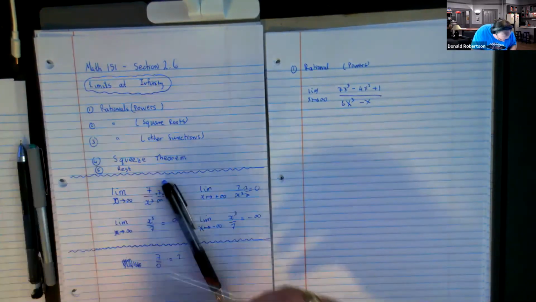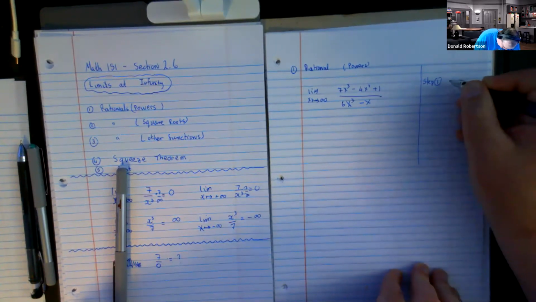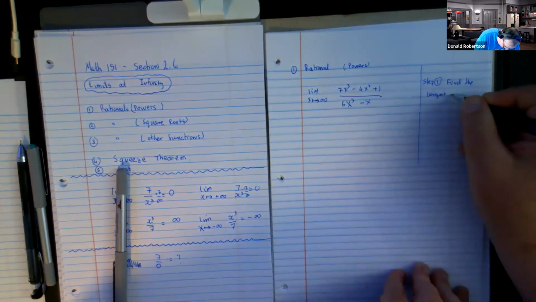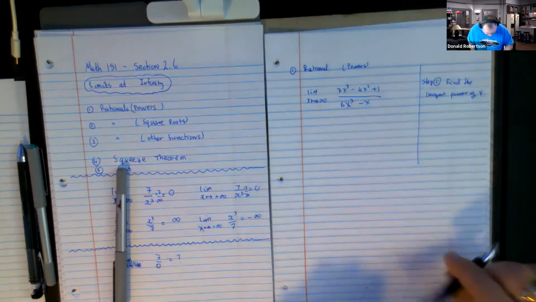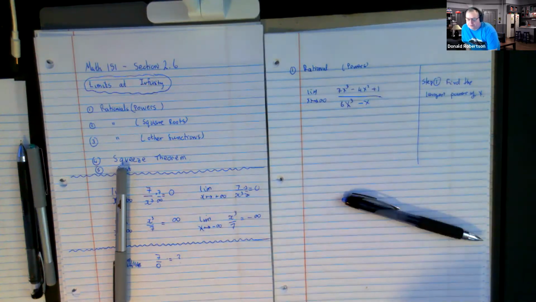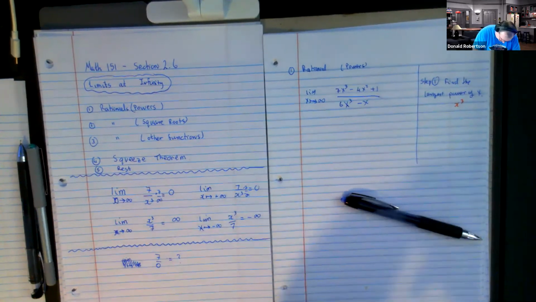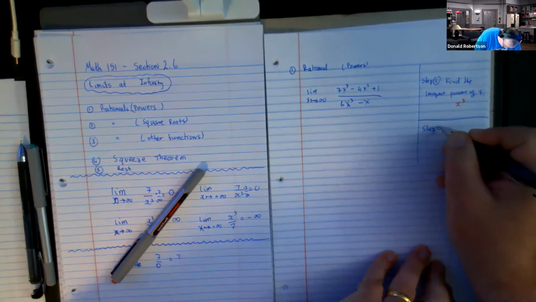Now, the way that you're going to do these questions is to follow these steps. Step 1 is find the largest power of x. Okay, would you agree that in this expression, the largest power of x is x cubed? Great. Okay, so in this case, it's x cubed. And step 1 and step 2 really get done together, but I'm separating them out.